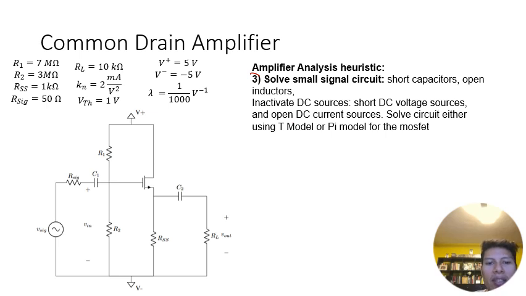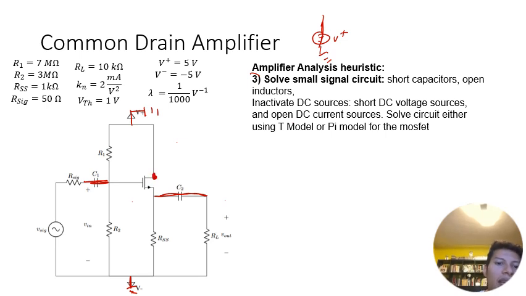So in this particular circuit, the first thing is that we're going to inactivate all DC sources, meaning that this will become a ground, and this will become a ground, because remember, this is just a voltage source plus minus V plus and then a ground. So when we make V plus 0, that just becomes a ground. And then we're going to take all of our capacitors and turn them into shorts. So this becomes a short here, and this becomes a short. Notice how our drain is going to be grounded.